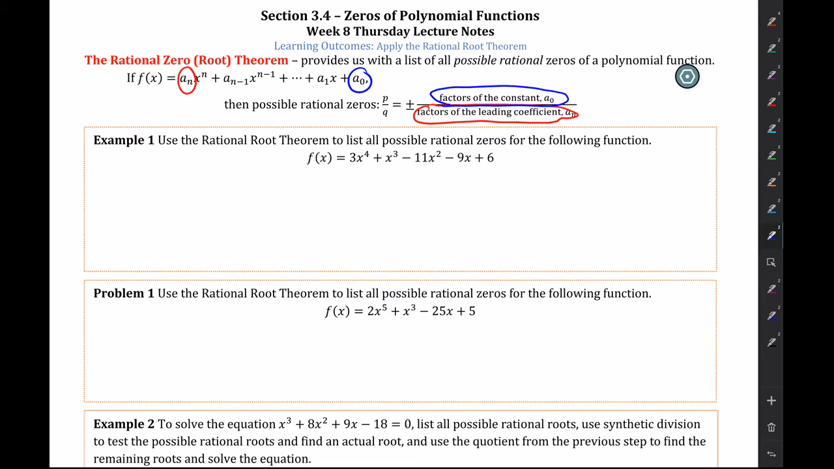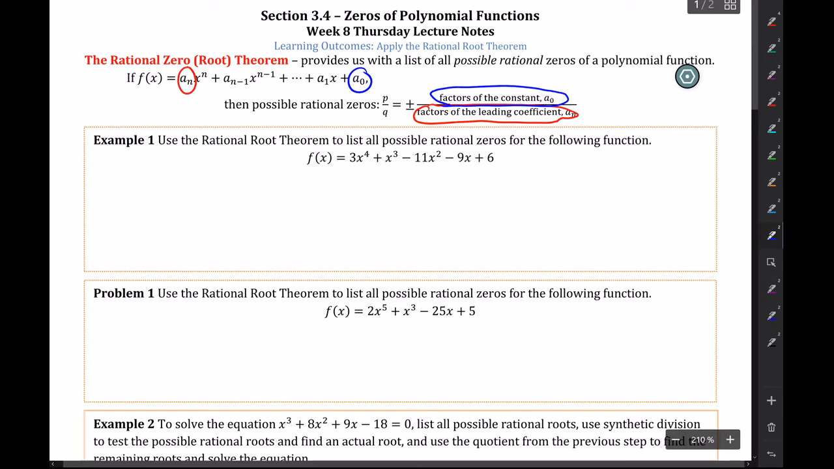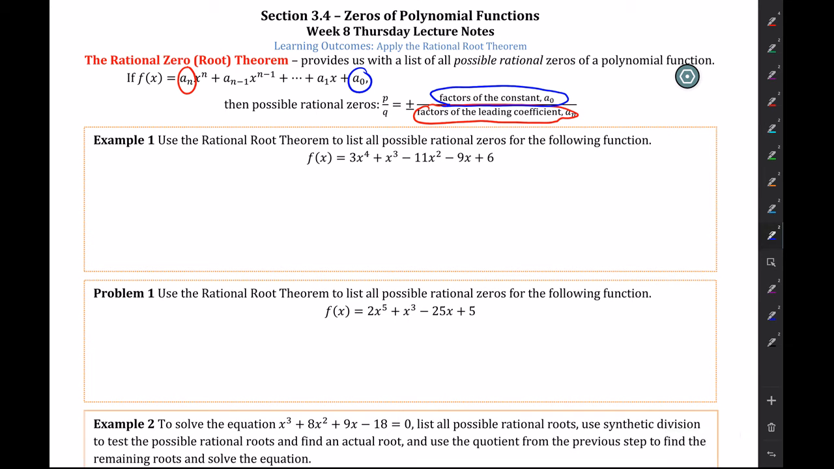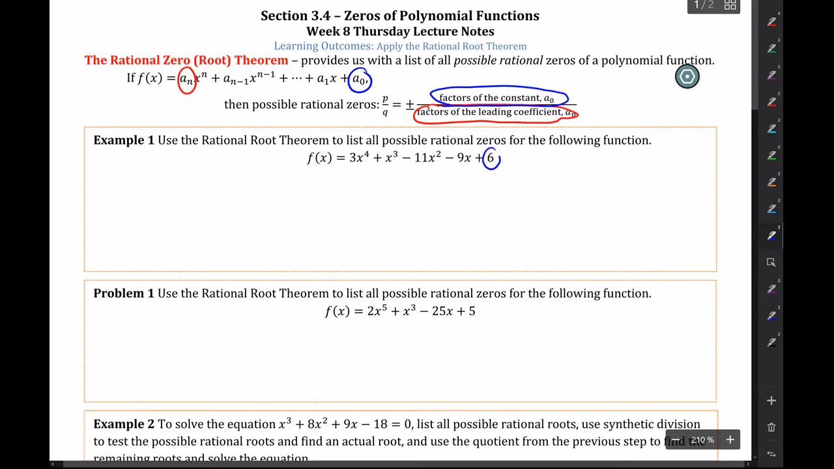So here's an application. In example 1, we're asked to use the rational root theorem to find all the possible zeros, or all the possible rational zeros, for the following function. We have f of x is 3x to the fourth plus x cubed minus 11x squared minus 9x plus 6. And again, the great thing about this is that you just need to look at the 6 and the 3, and then the theorem says that the possible rational zeros are the following set.